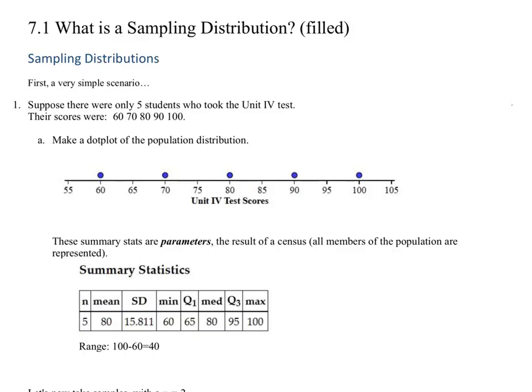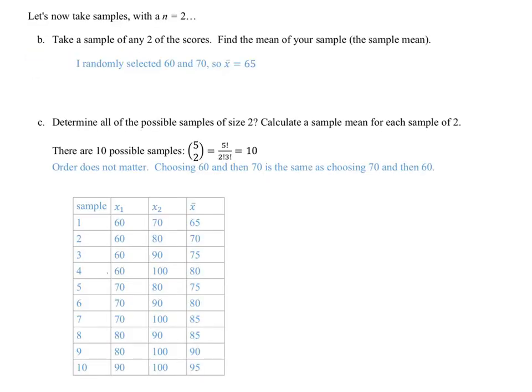Now, we want to take a sample using 2. So I want you to actually do this. Randomly choose 2 of the 5. I've done this already, and my random selection had chosen 70 and 60 as the 2 scores, which meant that my sample's mean, x bar, the sample mean, was 65 for this sample.